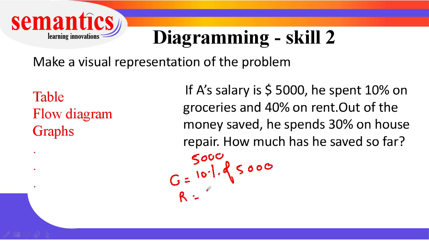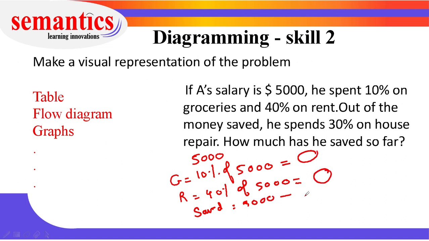Similarly, rent is 40% of what? 5,000. So I'll compute this. So how much is my money saved? So that's 5,000 minus this amount, and then I'll get a number. Now these are all the steps what people do. Let's not do all this. Let us draw a diagram to understand this question better.